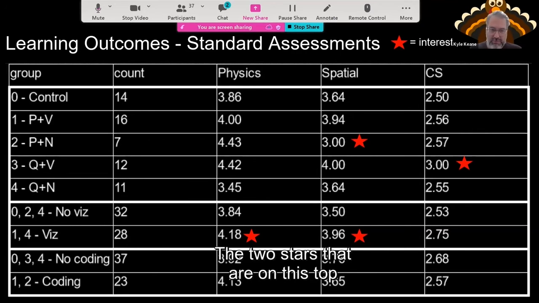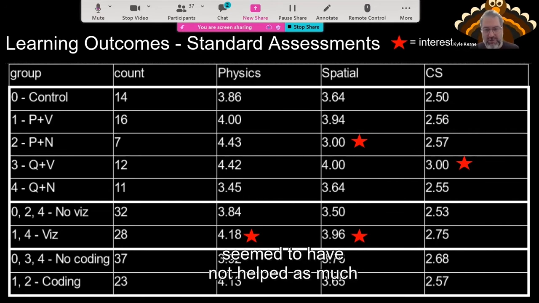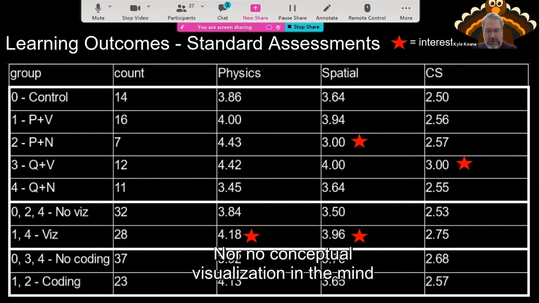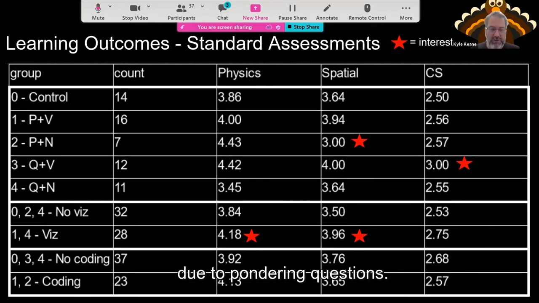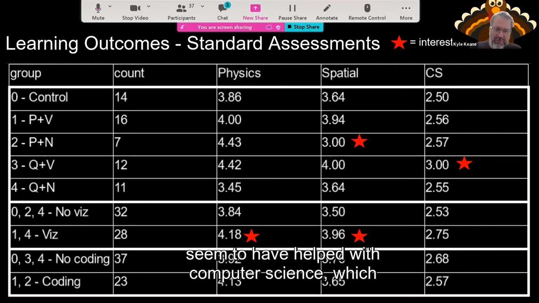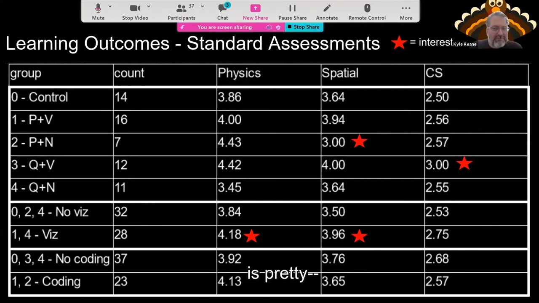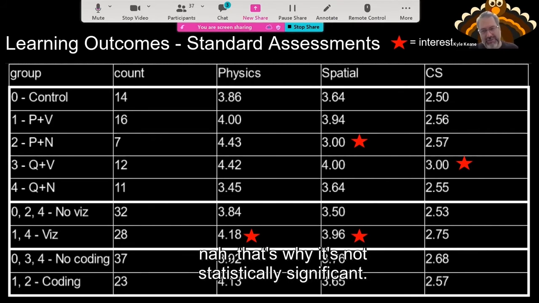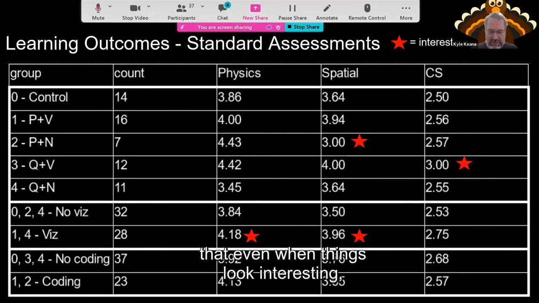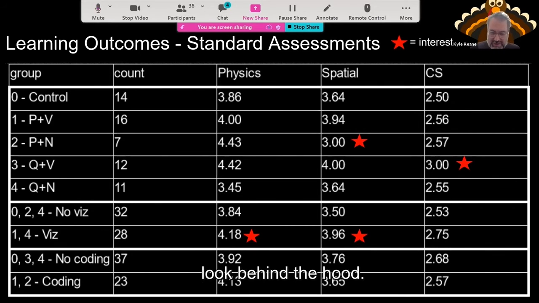The 2 stars that are on this top pane I find kind of interesting. The programming and the non-visual seemed to have not helped as much with spatial understanding, which would make sense. There's no visualization, nor any conceptual visualization in the mind due to pondering questions. And the questions and the visualization seem to have helped with computer science, which is pretty meh. That's why it's not statistically significant. So these are the dangers of these numbers. Luckily we've run our ANOVAs and we know that they're not statistically significant, but I will always like to point out that even when things look interesting, look behind the hood.